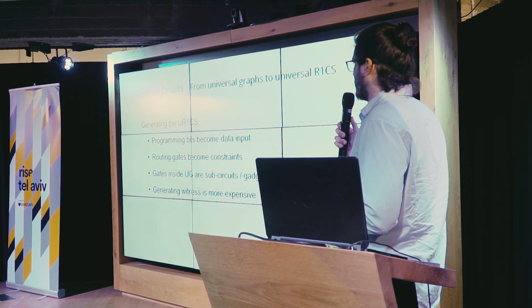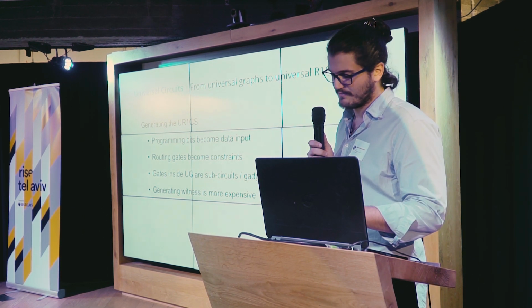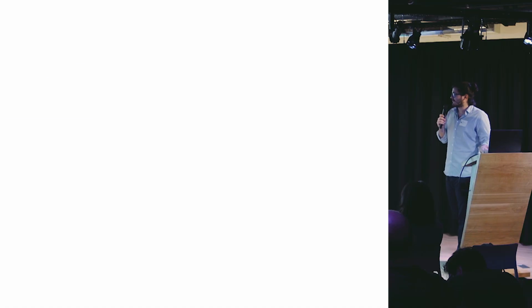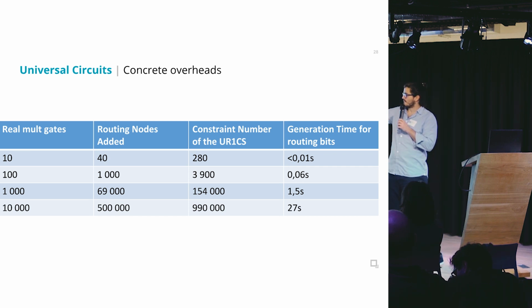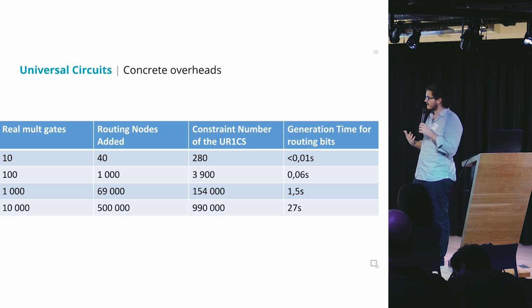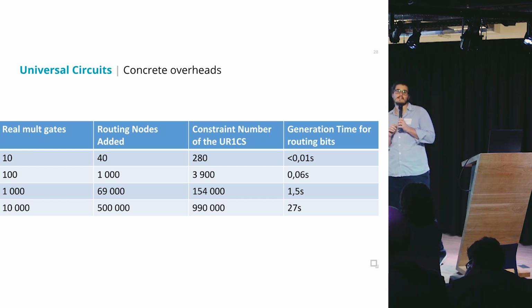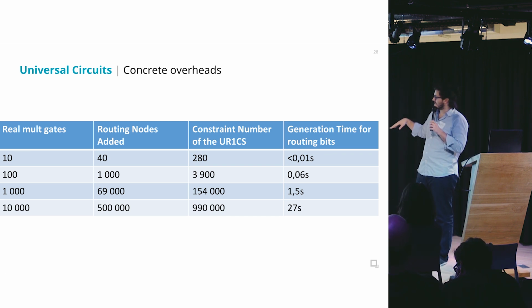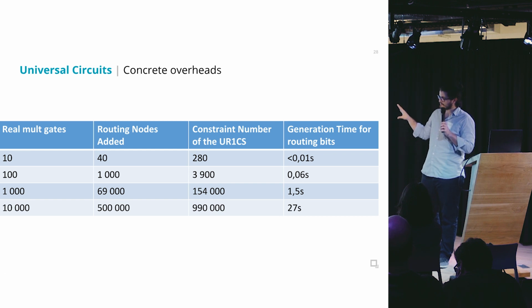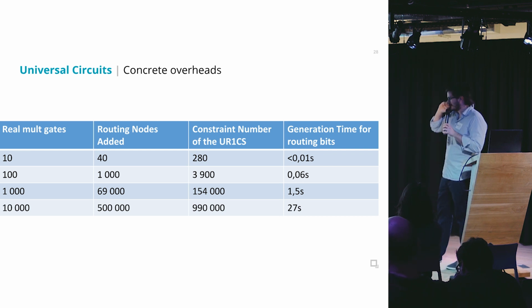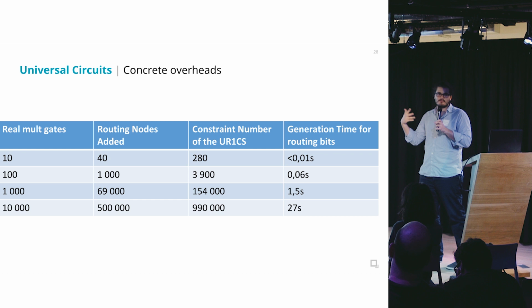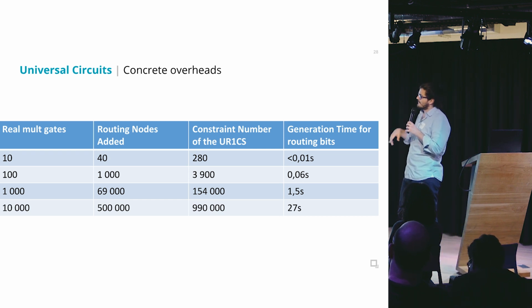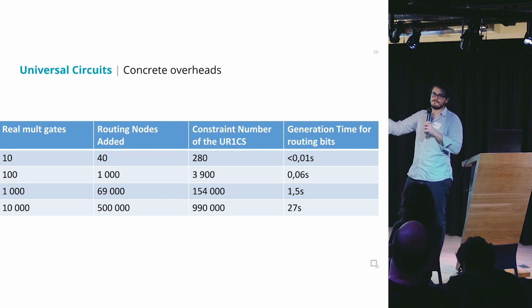And of universal R1CS, and generating a witness is now a bit more expensive, essentially, but not so much. Okay, so these are some concrete numbers that we have from a couple of implementations. As you can see, for an original circuit with 10 multiplication gates, it gives you 280 constraints in R1CS, right? All of these numbers are basically with essentially full universality. This is the idea, where all the gates are universal and all the edges are universal routing edges. In this case, the universal circuit could hold up to 40 nodes.